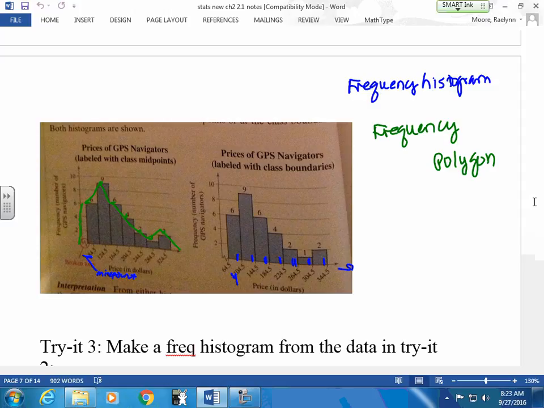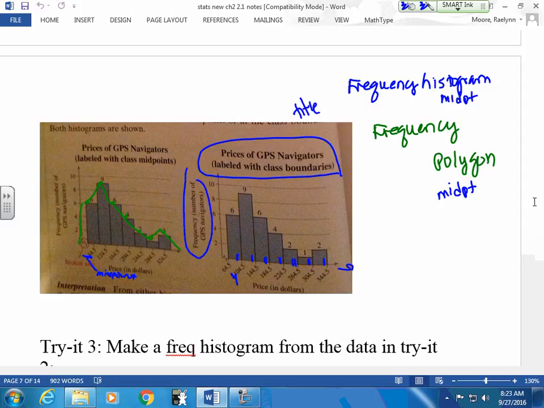If you use the upper class boundary, you have to change your x-axis again for midpoint. Frequency polygon uses a midpoint. I put that in your note page as well to where your x and your y-axis is. So therefore, when we do a frequency histogram, I always use the midpoint because this guy also uses a midpoint. Notice each one of these has a title and a label on their axes.